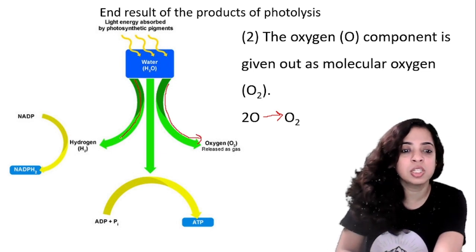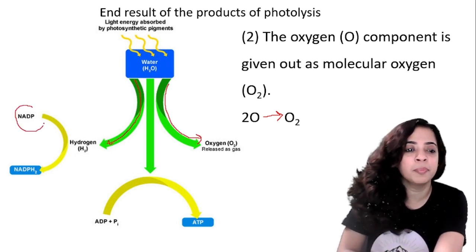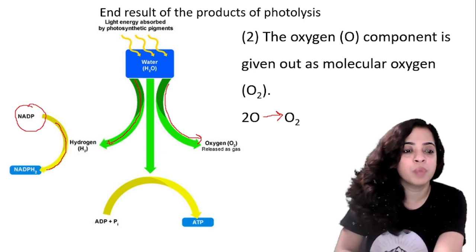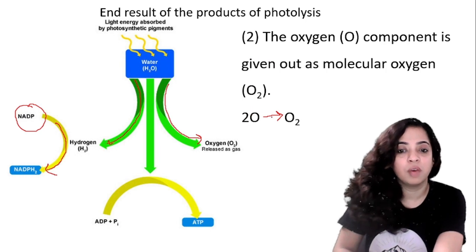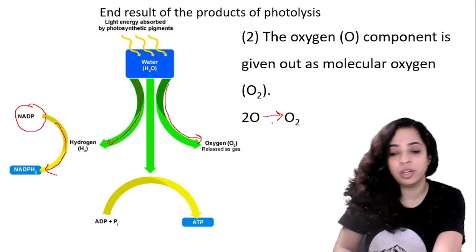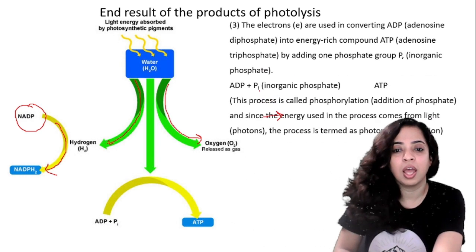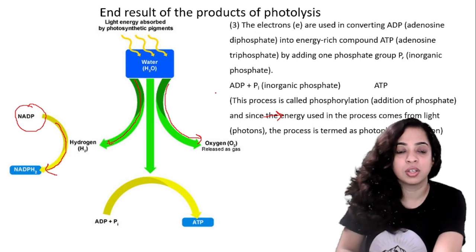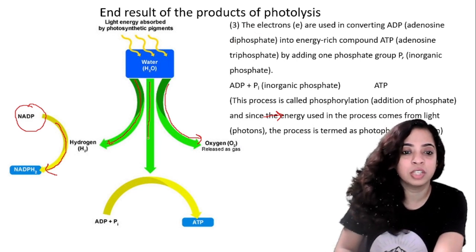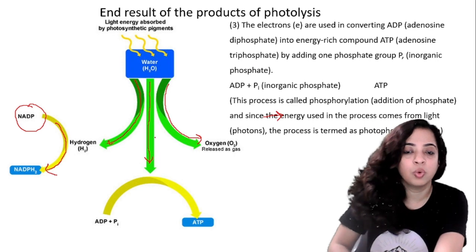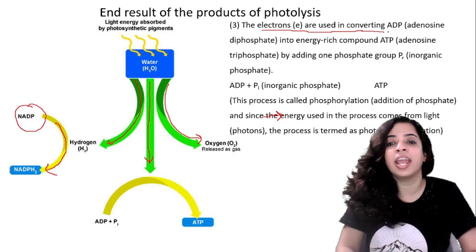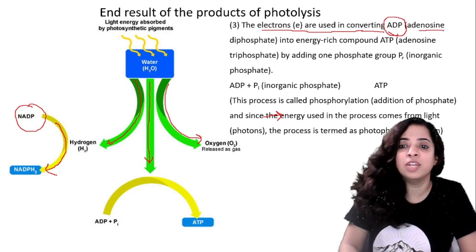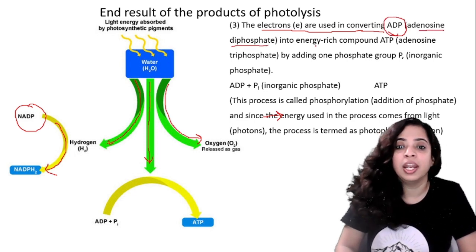See, H plus was used by NADP to form NADPH2. Oxygen was released as molecular oxygen. And then the electrons. The third one was electrons. Can you see? This is electrons. So what happens to electrons? The electrons are used in converting ADP, that is adenosine diphosphate, into the energy rich compound ATP.